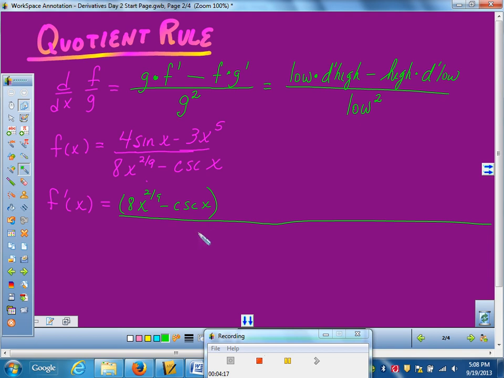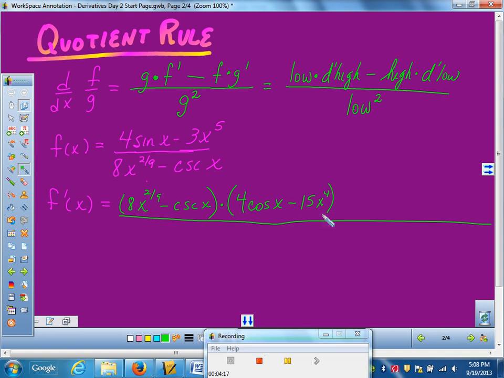minus the derivative of the high. Be careful, every time you're multiplying, you need to start a new quantity. Parentheses are probably the number one thing we make errors on with these. So now if I do the derivative of the high, I have to do the derivative of 4 sine, which becomes 4 cosine, minus 15x to the fourth.